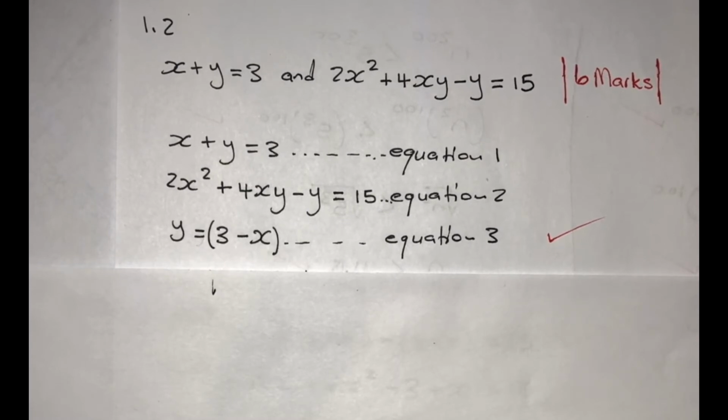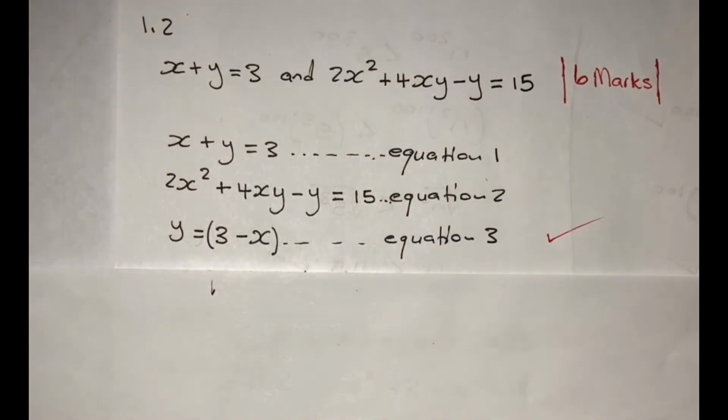Okay guys, let's now move to question 1.2, which is simultaneous equation. So you're given two equations and you're expected to solve them simultaneously, meaning you're supposed to provide two values of x with their corresponding two values of y. And this is how you solve a simultaneous equation.